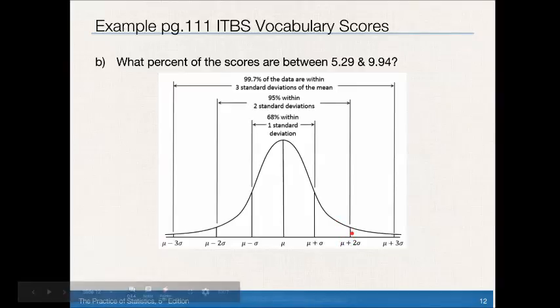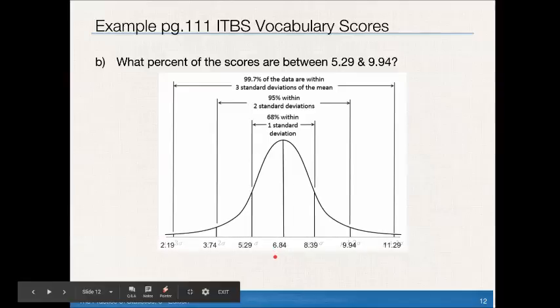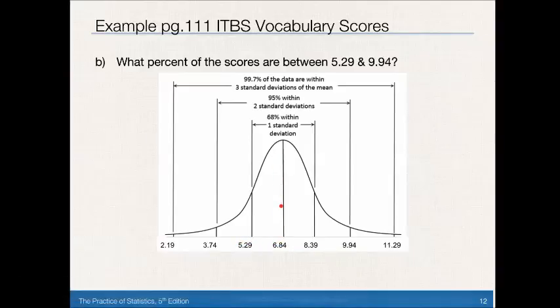So we know that there's 95% from here to here, and the 5.29. So let's switch our axes down below. So we have 9.94 here and the 5.25 there. And so we want this axis there.